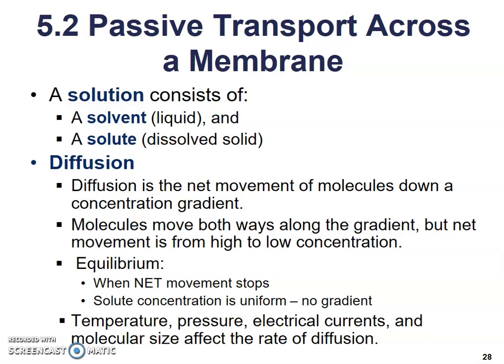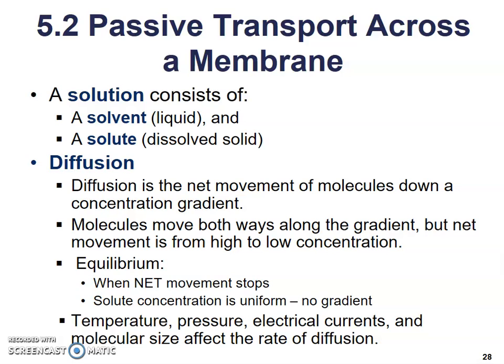Diffusion is the net movement of molecules down a concentration gradient. So moving from an area of high concentration to an area of low concentration. Think about when you spray air freshener. If you spray it in one spot, it takes a long time for it to move throughout your room. It moves from an area of high concentration on one side to an area of lower concentration on the other side. Molecules move both ways along the gradient, but the net movement is from high to low.